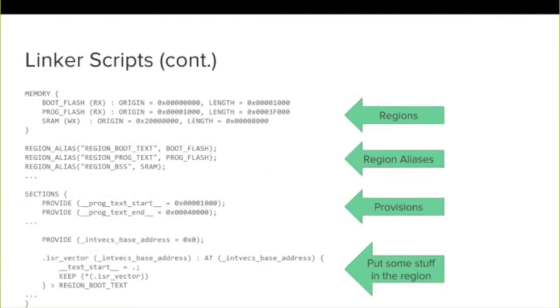So here's an example of a linker script. This is actually an excerpt from the script that is used to build the bootloader for that guy. So here, we define our two regions, our boot flash and our prog flash.